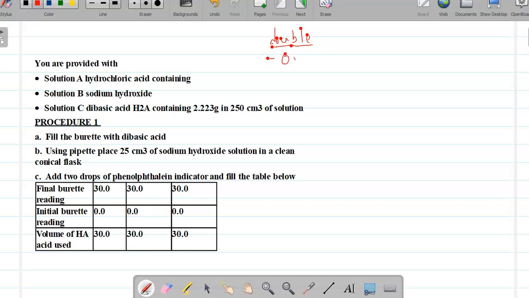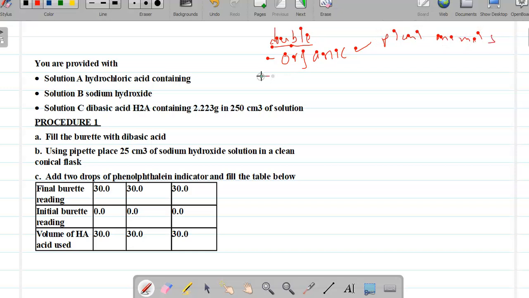One is organic acid, like citric acid, methanoic acid, butanoic acid, and many other acids. These are acids that are obtained from plant and animal products. So we call them organic acids.